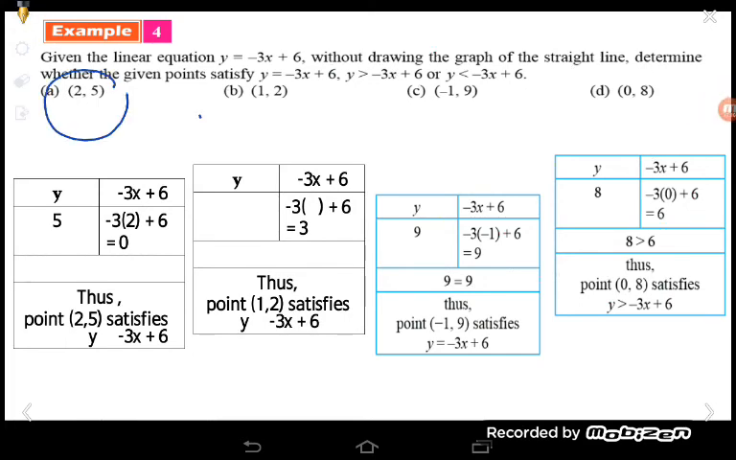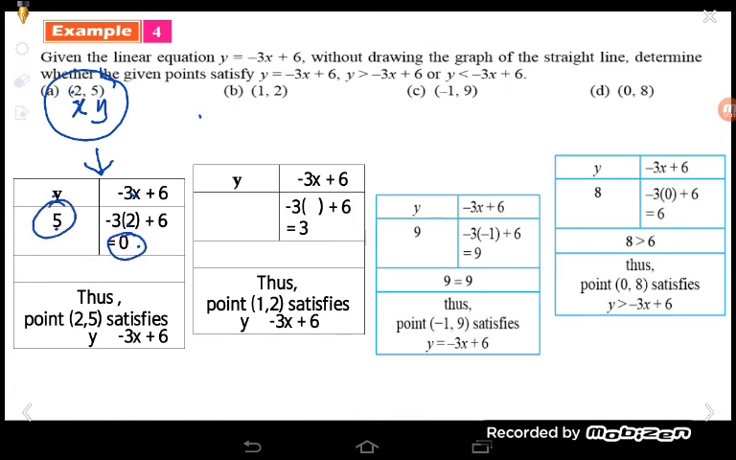Okay, we start with 2, 5. So how to do it? You have to make a table like this, and then you put the equation y here, left hand side, and the other side, the right side, is -3x + 6. So this is your x, this is your y. So your y is 5, you write 5 here, and then you just substitute the x with 2, and then you'll get 0.